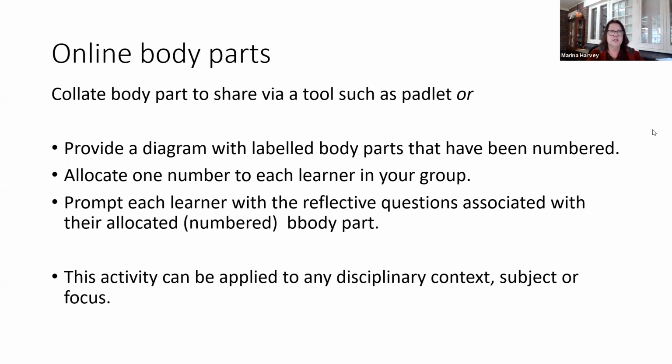But I'm suggesting you simply have on your Zoom, PowerPoint or whatever, what I've got here, a diagram with the label body parts. And what I've done is I've numbered them. And then you allocate a number to everybody in your group. I've already done that with the current group today. Now, the advantage of this is that we can still do it online.